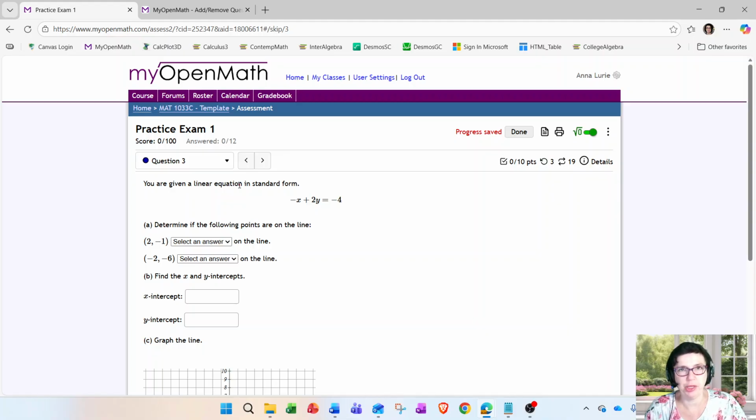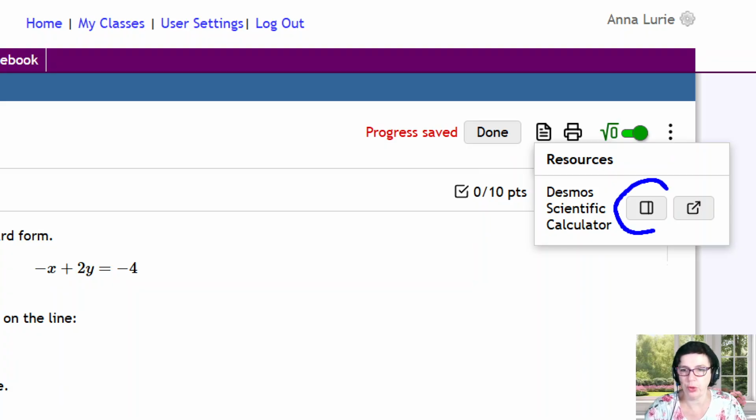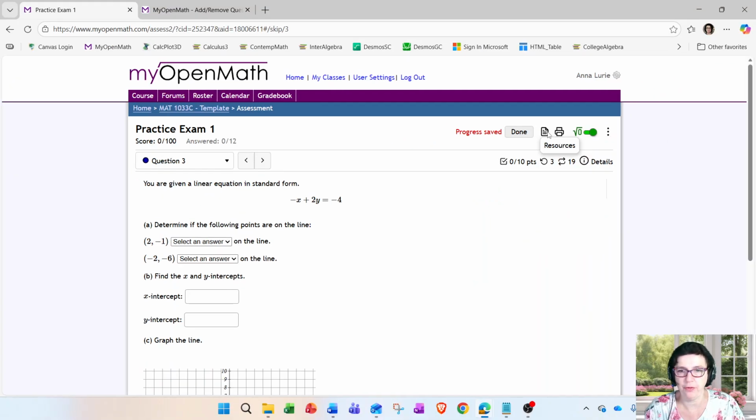This equation represents graphically a line. You can also ask a similar question, which is whether these 2 points are solutions to this equation. Either one is equivalent. It's the same thing. Are they solutions? Do they belong to the line? Okay, so we're going to go on the resources. So click on the top right, and then we are going to click on the Desmos Scientific Calculator.